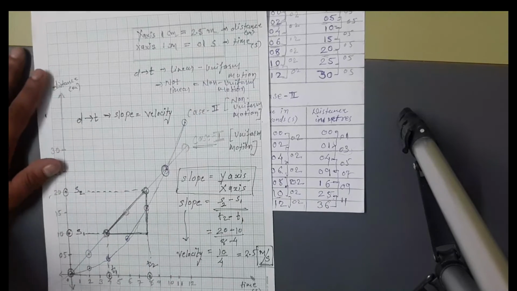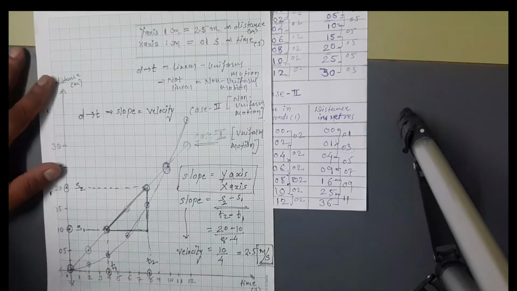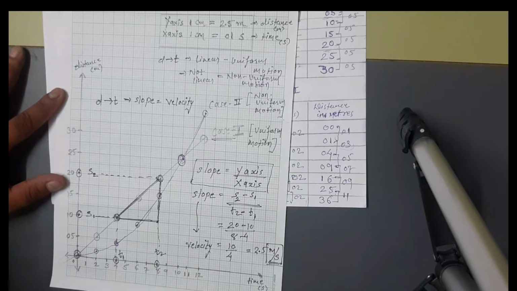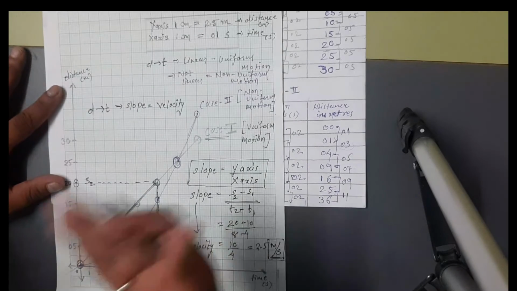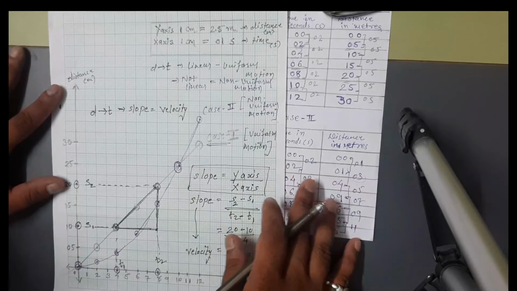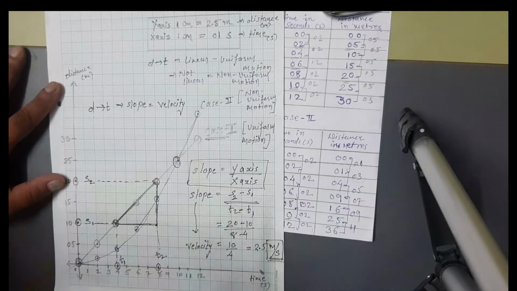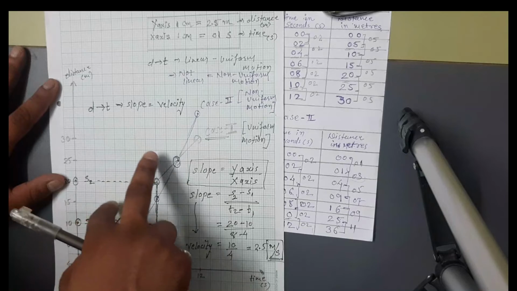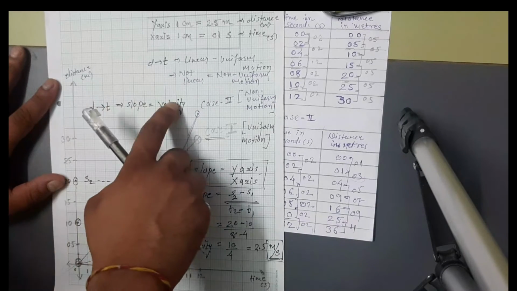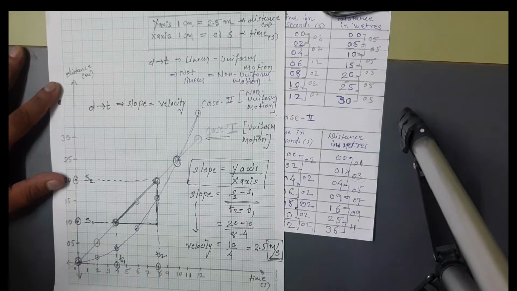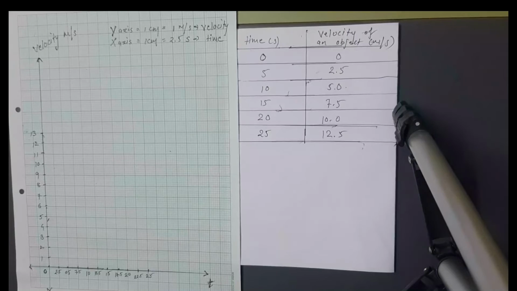Now where this type of graph is useful, from this graph you can study whether your motion is uniform motion or non-uniform motion. So to determine the type of motion, whether it is uniform or non-uniform, we can plot a graph like this. Also by finding the slope of distance against time, we can find out the velocity of the object. So these will be main uses of distance against time graph.